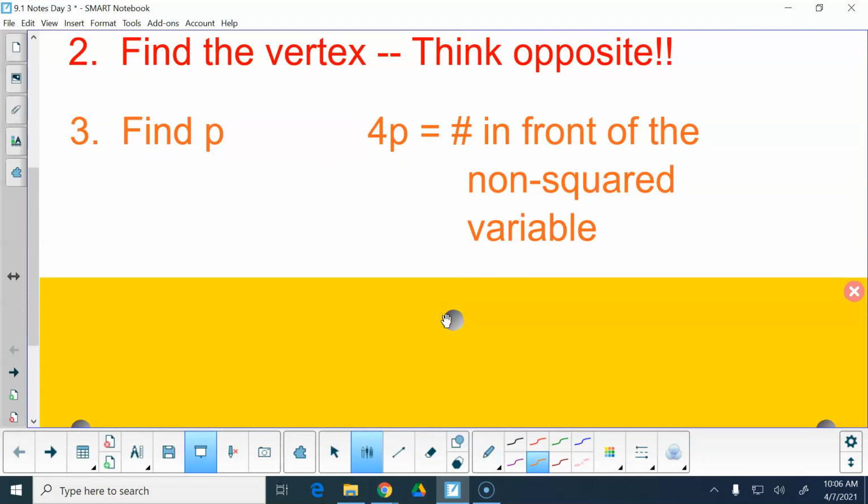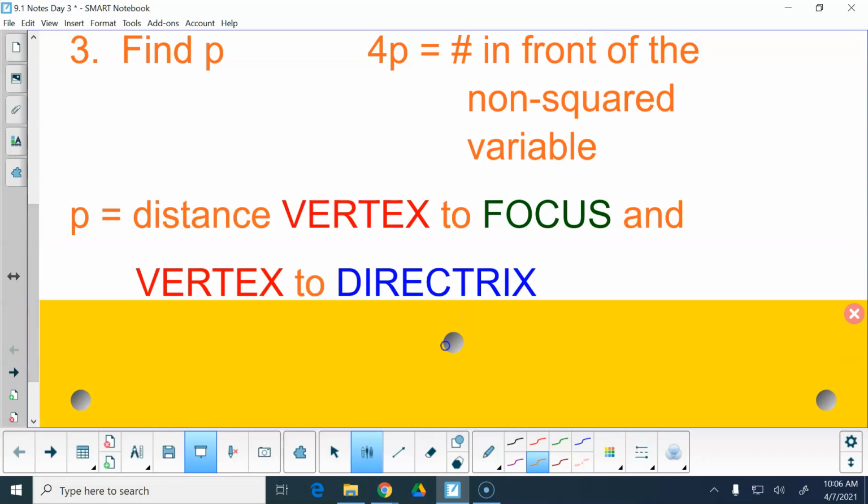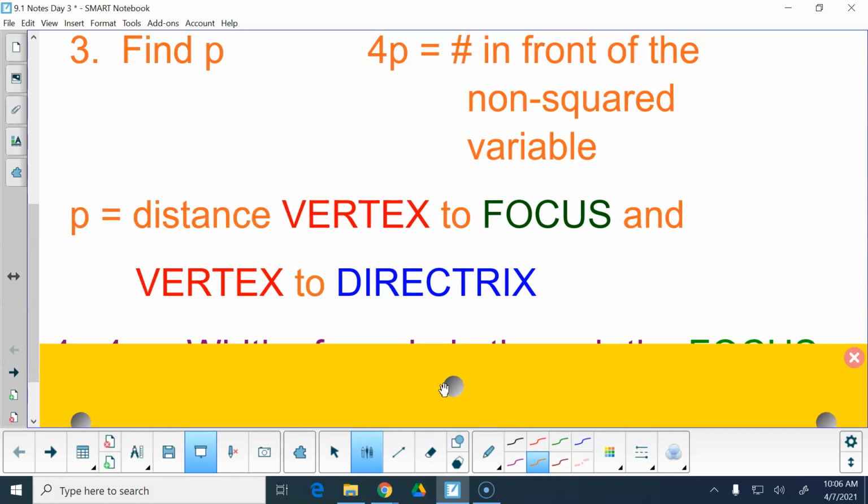Focus to what? Focus to the vertex or vertex to directrix. Yep, exactly. So P is going to be the distance from the vertex to the focus or the vertex to the directrix. Which then allows us to find those points. We can find the coordinates of the focus, and we can find the equation of the directrix. That's a line. Okay?